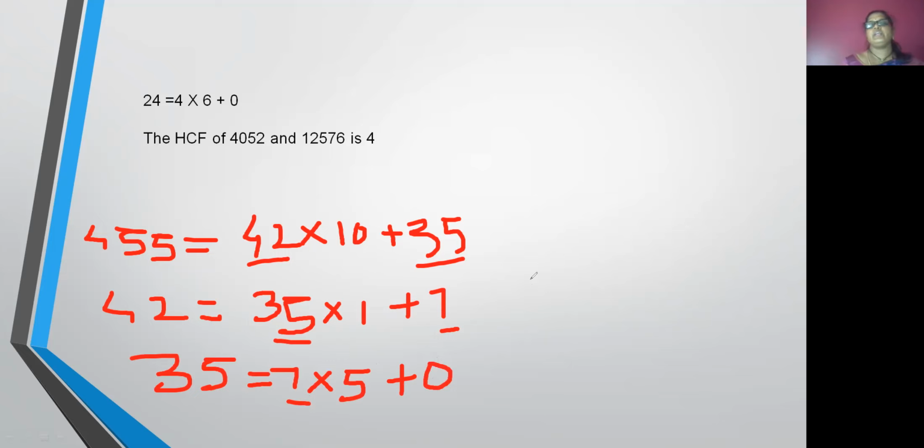Remainder is 0. Now, what is HCF? The HCF is the last divisor. Sorry, the HCF is 7. What is the meaning of HCF? Highest common factor. So the highest common factor is 7. Before, in the previous sum, we got 4, but in this sum we got 7. Clear? All of you clear?